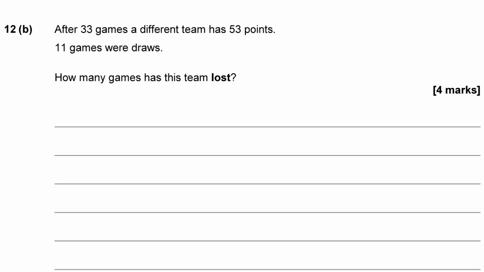After 33 games, a different team has 53 points. 11 games were drawn. How many games has the team lost? Okay, so after 33 games, a different team has 53 points. So we know that P is equal to 3W plus D. Now we know P here, we're told it's 53, and we know D here, the number of draws, that's 11. What we don't know is the number of wins or the number of losses yet, so that's what we need to work out.